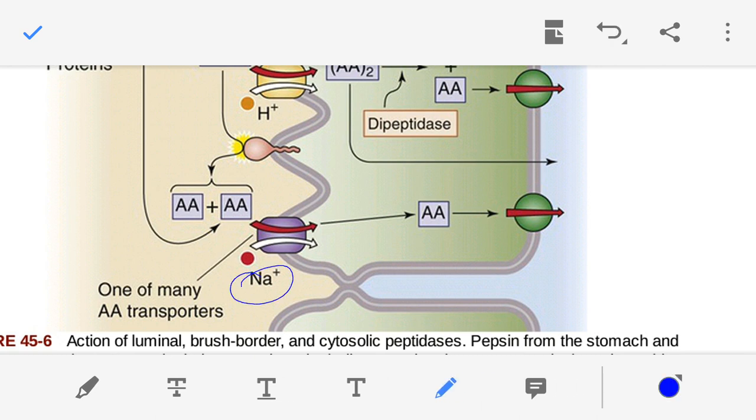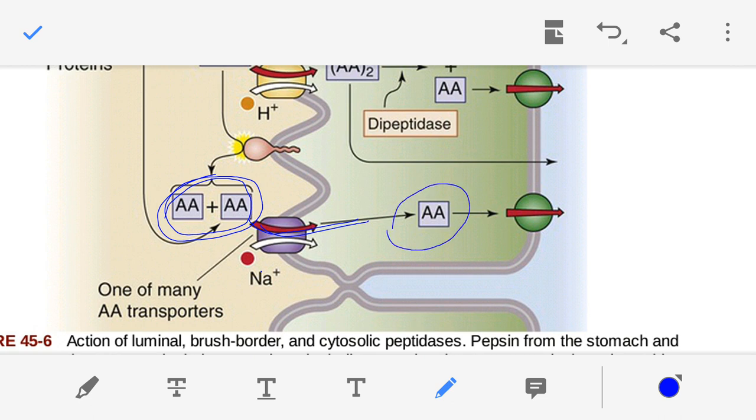Together with this Na plus, the flow of Na plus is so high that this co-transporter, the purple colored co-transporter or carrier protein, is shown. The name of this carrier protein is the sodium amino acid co-transporter. This transporter, along with the sodium, is transporting the amino acids into the cell.